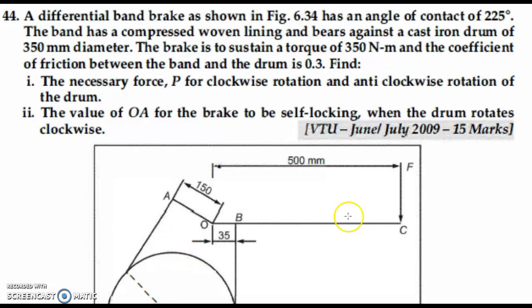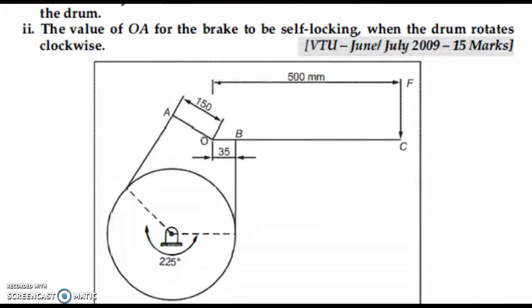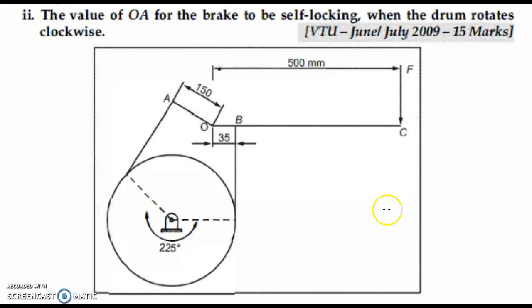So there is a change with our data book figure. Just understand, this is a differential band brake. In our data book, this fulcrum is on the bottom side, but in this figure it is on the top side. But it is a differential band brake similar to the data book, and here the values are given.